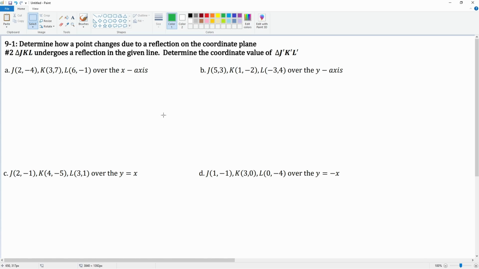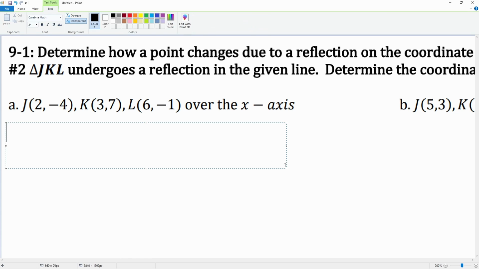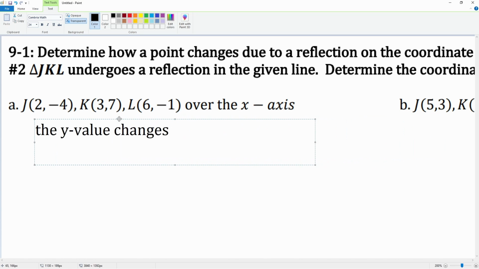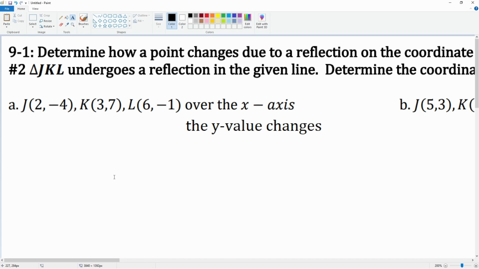Okay, so let's look at A. When you reflect it over the x-axis, we notice that the y value changes. Okay, so we know that if you take a look at question 1 on how we did that. So we know that for this, a reflection over the x-axis, the y value changes. So all we have to do here is change the y values.